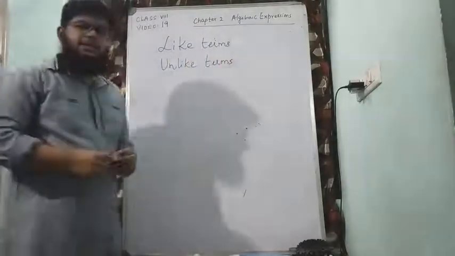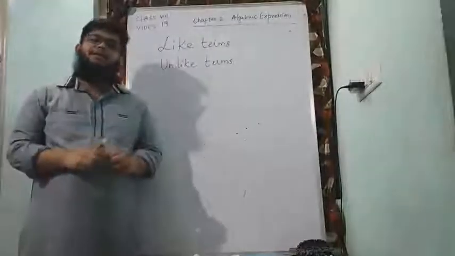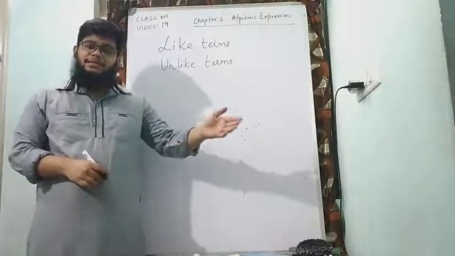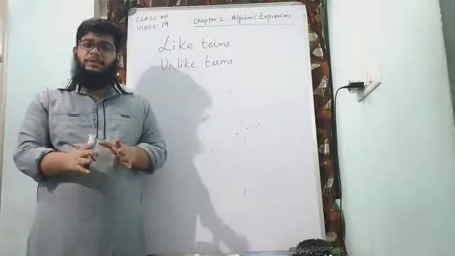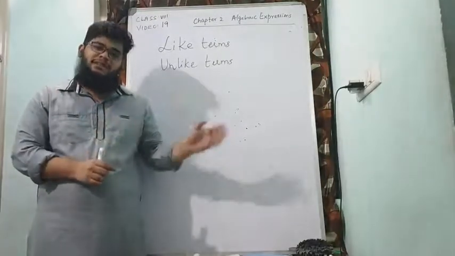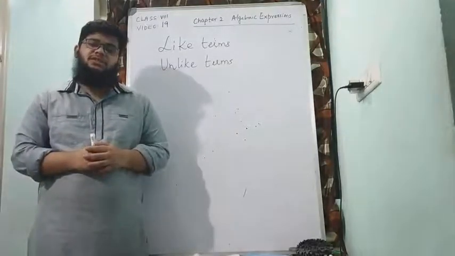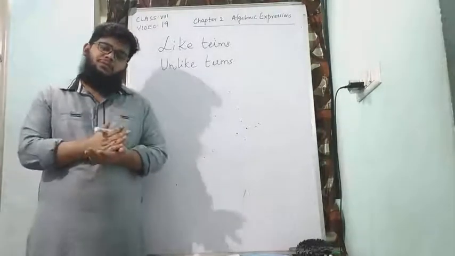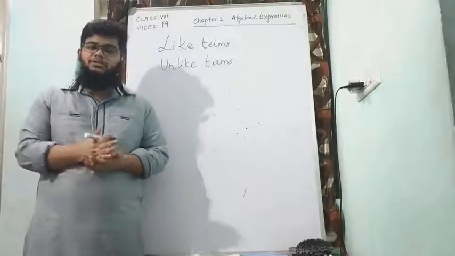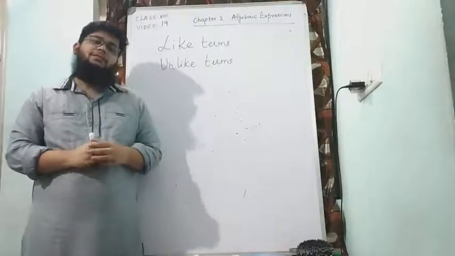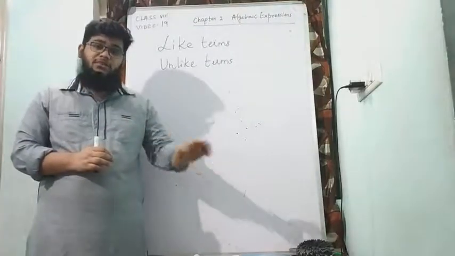Like terms and unlike terms. So if we have many algebraic expressions, like we saw in the first exercise where so many algebraic expressions were mixed up, we were supposed to tell whether they are constants and variables. In the next exercise we saw many algebraic expressions mixed up and we were supposed to tell whether they are monomials, binomials or trinomials. Let us suppose we have a lot of algebraic expressions mixed up like that, and we should tell now whether they are like terms or unlike terms.